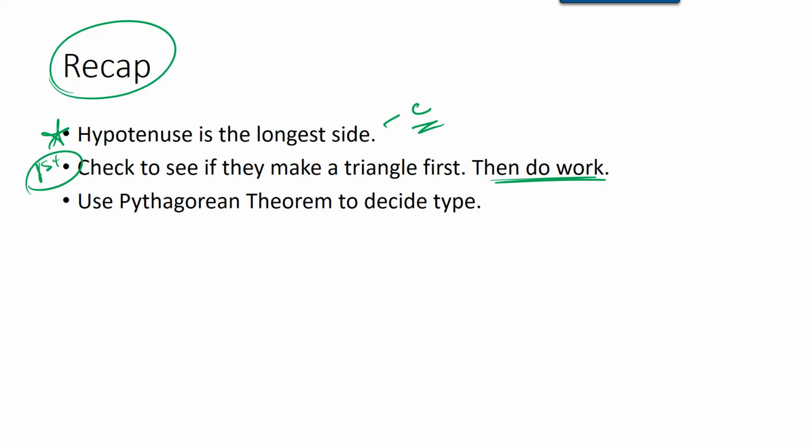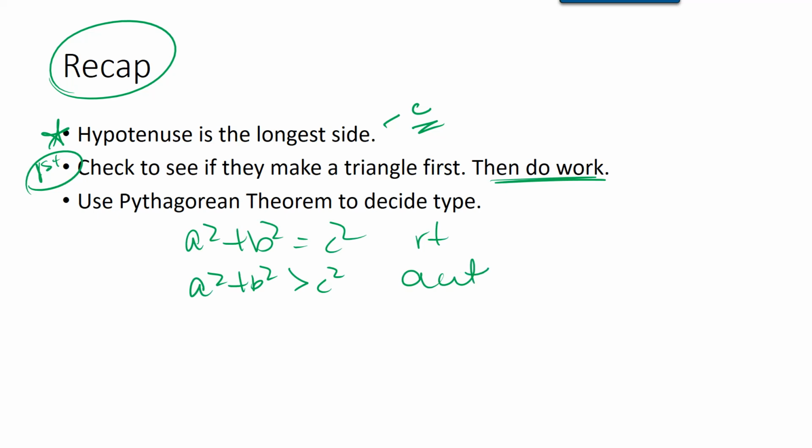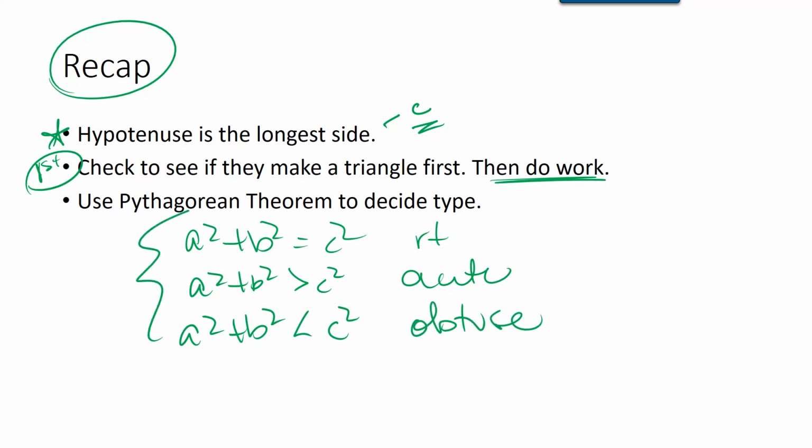Then the last reminder here is we use that Pythagorean theorem to decide the type. If it's equal, then it's a right triangle. If a squared plus b squared is greater than c squared, we have acute. If a squared plus b squared is less than c squared, we have an obtuse triangle, and it's really important we remember those.